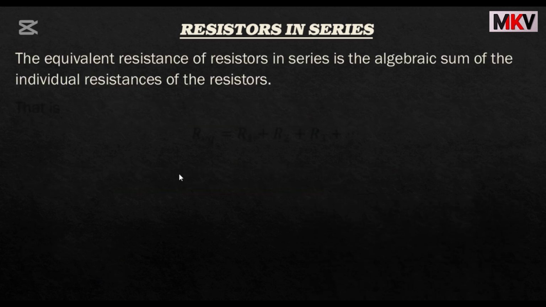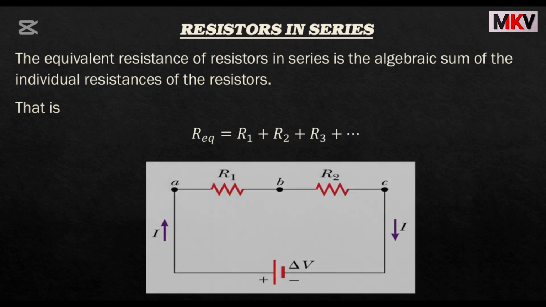Now, the equivalent resistance of the resistors in series is the algebraic sum of the individual resistances of the resistors. So if you want to get the total resistance we have in the circuit, we sum the individual resistances. So it's a direct summation. We just sum them up to get the total resistance in the circuit.